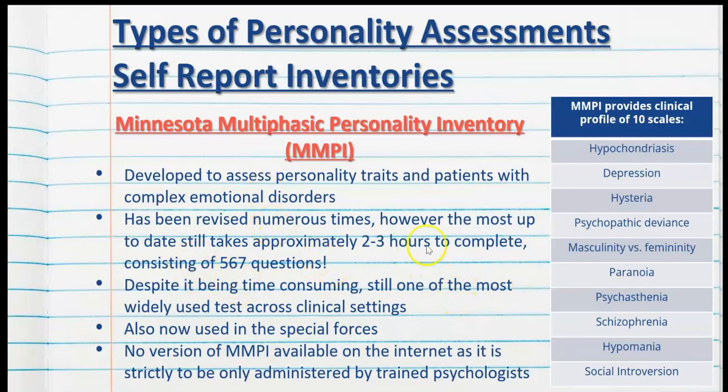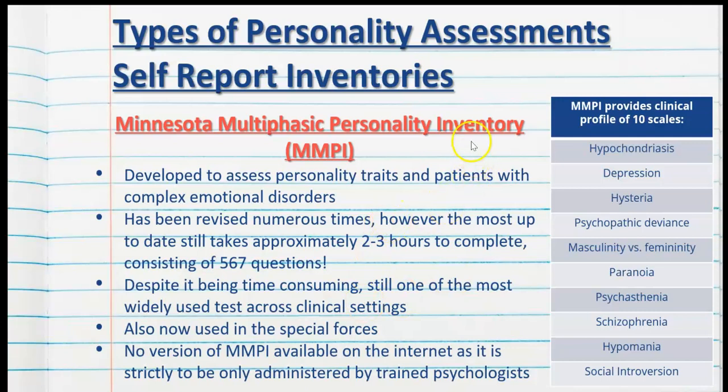Now, despite this, it is still one of the most widely used across clinical settings. So many psychologists and psychiatrists will use the MMPI because, as we can see here, it gives a very detailed profile regarding certain complex emotional disorders, as I said before. It is now used in the special forces as well to see and test whether applicants will be able to cope with the rigour of being in the armed forces. So it is used not only by clinical professionals, but in other disciplines as well, especially the armed forces, so the Army, the Navy, the Air Force, etc. Now, there's no official version of the MMPI available on the internet, as it is strictly to be only administered by trained psychologists.